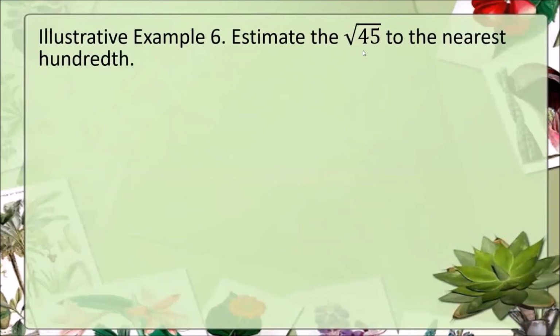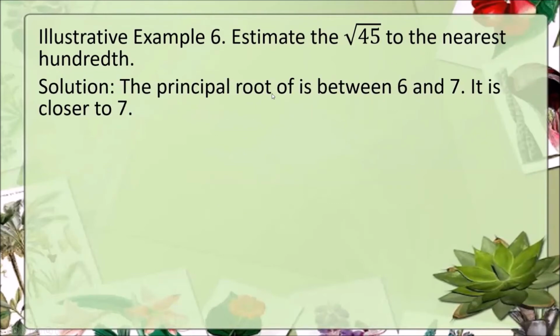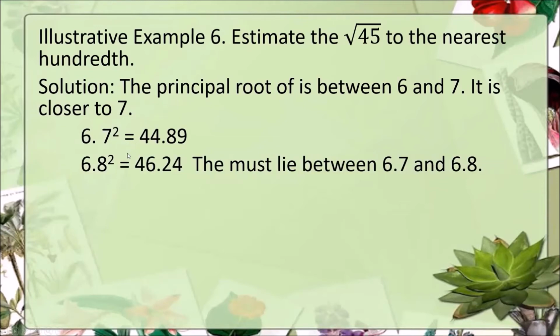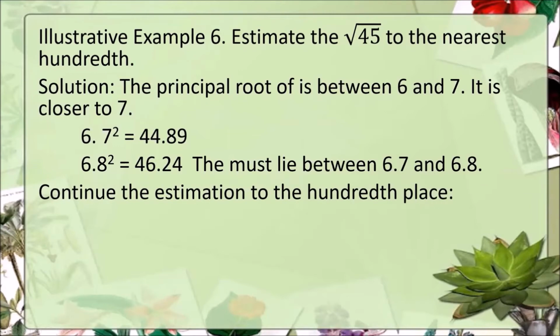Another example, estimate the square root of 45 to the nearest hundredth. The principal root of square root of 45 is between 6 and 7, and it is closer to 7. So 6.7 squared is equal to 44.89. 6.8 squared is equal to 46.24. Therefore, the root must lie between 6.7 and 6.8. Let us continue to the hundredth place.